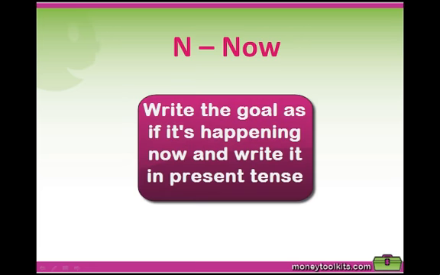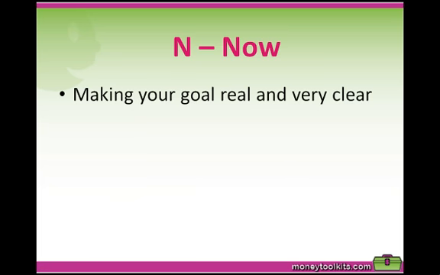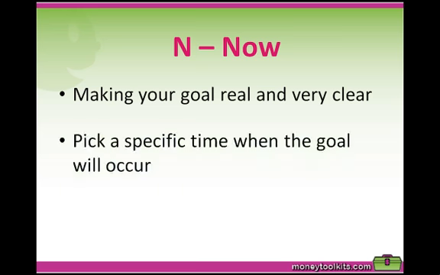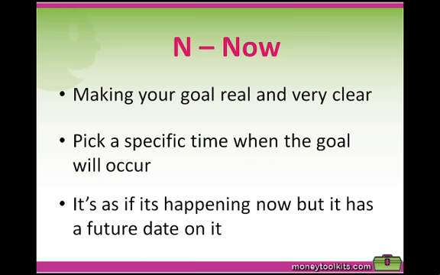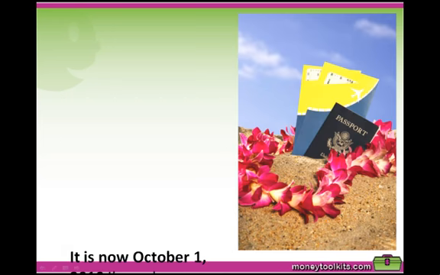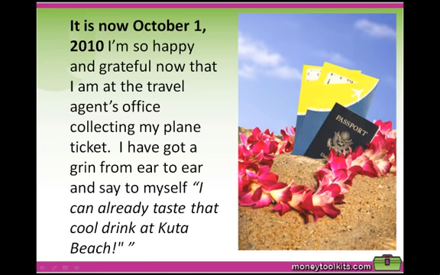and we write it in present tense. This is also about making your goal very real and clear. It's important that you pick a specific time when the goal will occur, as if it's happening now, but it has a future date on it. So for our example, it would be, it is now the 1st of October 2010. I'm so happy and grateful now that I'm at the travel agent's office collecting my plane ticket. I have got a grin from ear to ear, and I say to myself, I can already taste that cool drink at Kuta Beach.